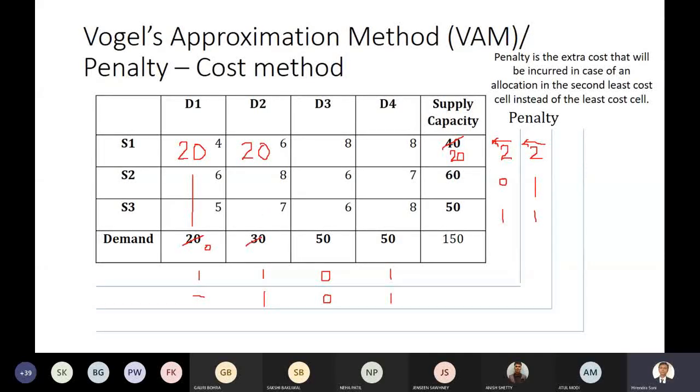The minute I allocate 20, this demand reduces to 30 minus 20, which is 10. And this supply capacity has exhausted, so from 20, this becomes 0. That means it cannot supply to D3 or D4 after this. Now, we'll again calculate the penalty. This time for S1, since the capacity of S1 has exhausted, we will not be calculating penalty for S1.